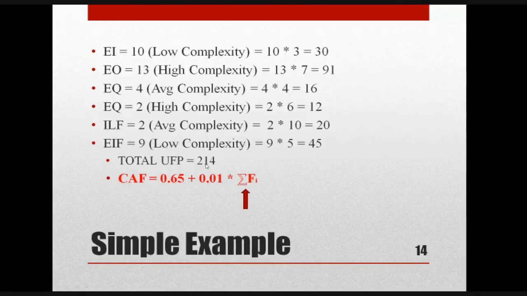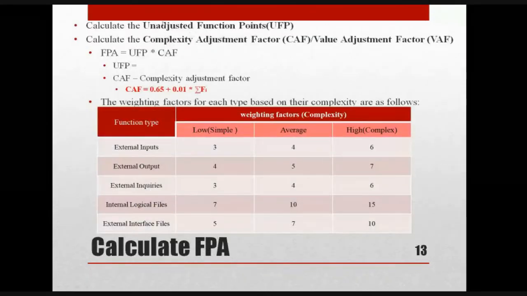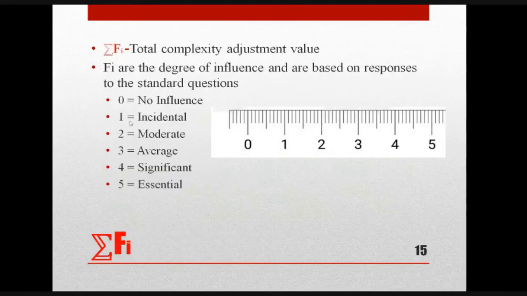We have discussed 2 things, right? The first one is unadjusted function points. You won't be able to adjust it. And the second one is the complexity adjustment factor. You are going to adjust the complexity adjustment factor, right? You are able to adjust it. That is why we have given the scale for it, right?